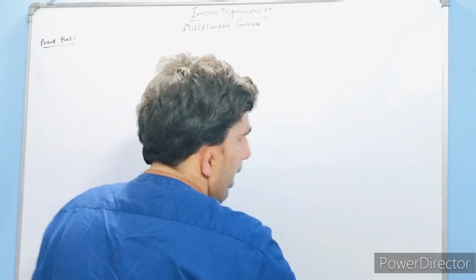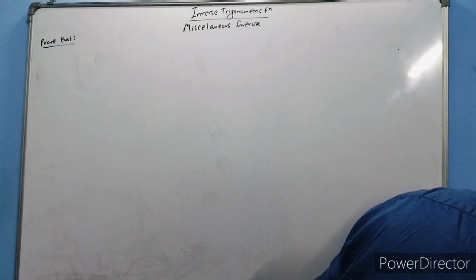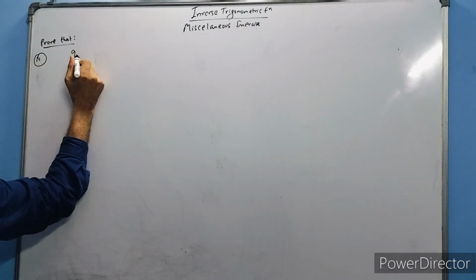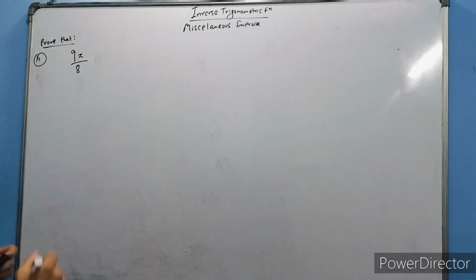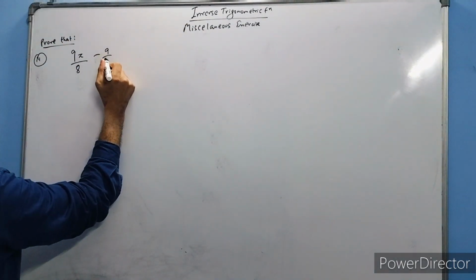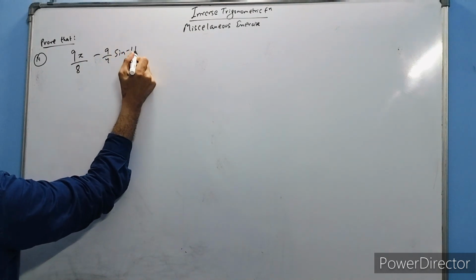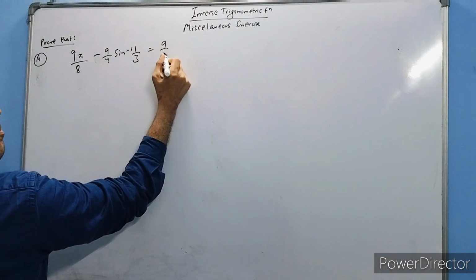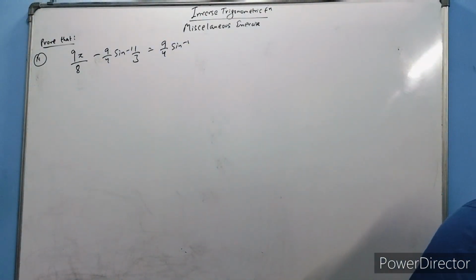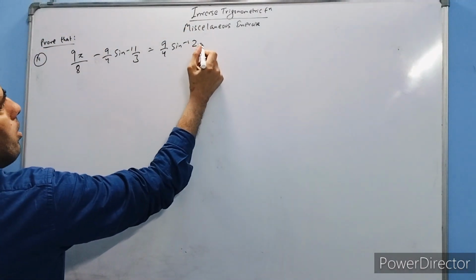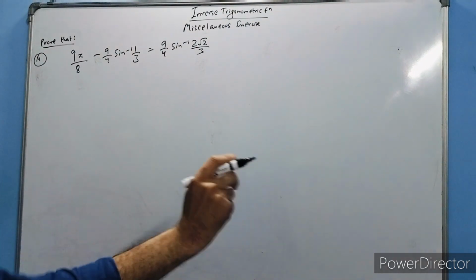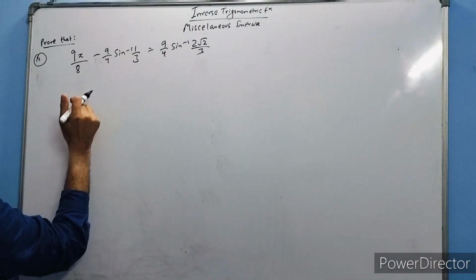So we have the 11th question, that is 9 pi upon 8 minus 9 upon 4 sine inverse 1 upon 3 is equal to 9 upon 4 sine inverse 2 root 2 upon 3. Okay, so we need to prove this. So what we can do here? Now a very simple way. Let us try to solve this.